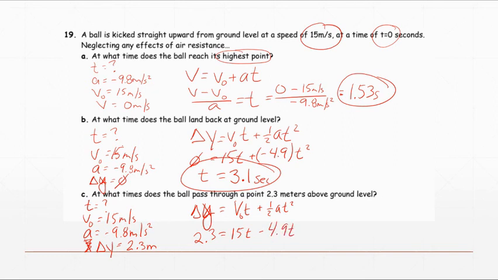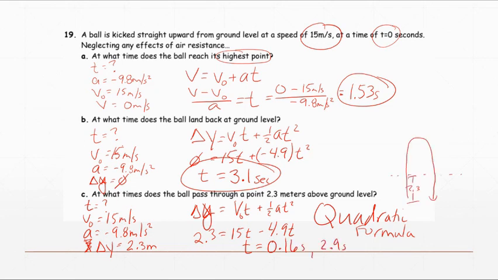Well, dang it, what do we use? We use the quadratic formula, where your x value is your t, and for the sake of time, we end up finding 0.16 seconds and 2.9 seconds. Again, why are there 2 times? Well, because at this point, we're 2.3 meters above the launch height, okay? So we have 2 different points. We have a time going up, and a time going down.